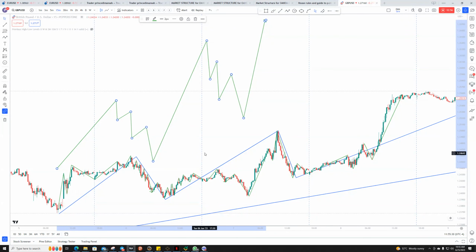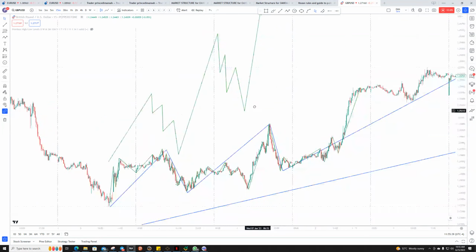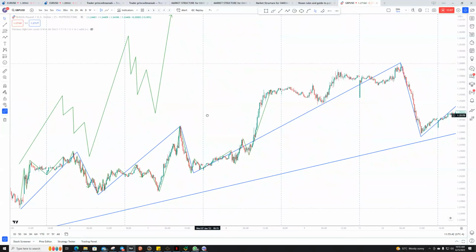So we have the general trend, and then we have the short-term trend in between the main trend. That is how the market flows every day. So keep that in mind.